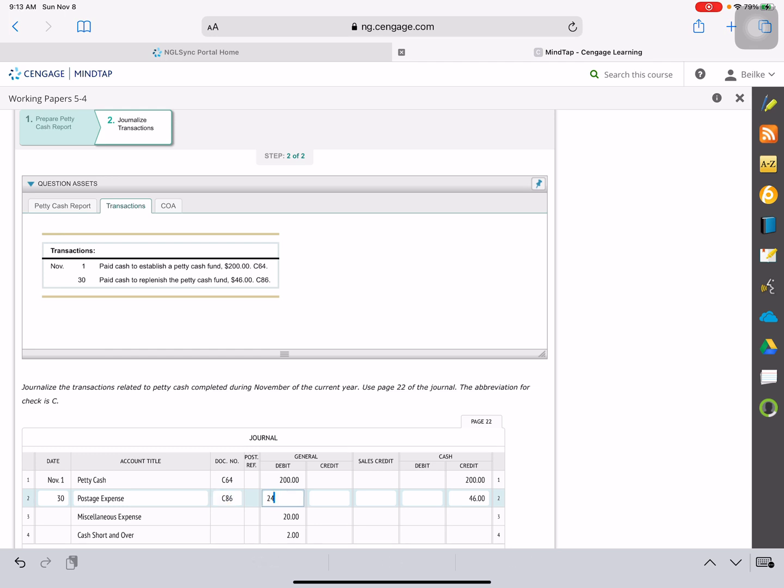So again, the first transaction was made at the beginning of the month, and the only time you're going to have a transaction like November 1st is when you first start your petty cash fund, or if you increase it. If I was going to increase it another $100, I would do it then. The second transaction is anytime we replenish it, and we will replenish it either at the end of the month or if we get down to a certain dollar amount, usually about $25.